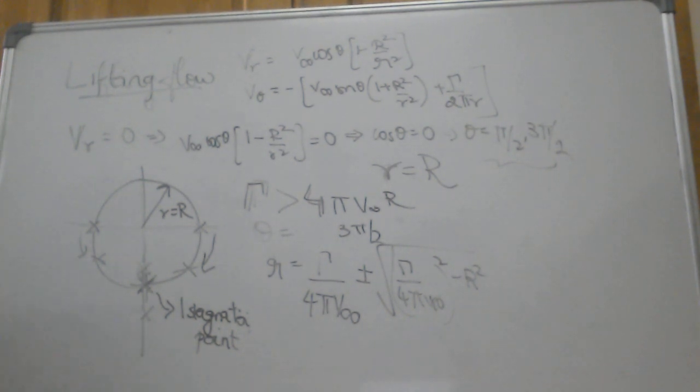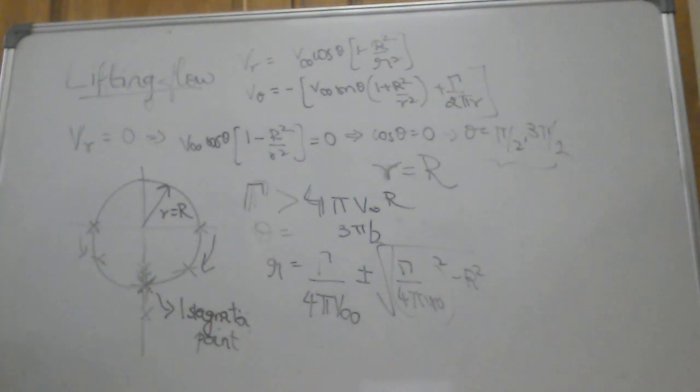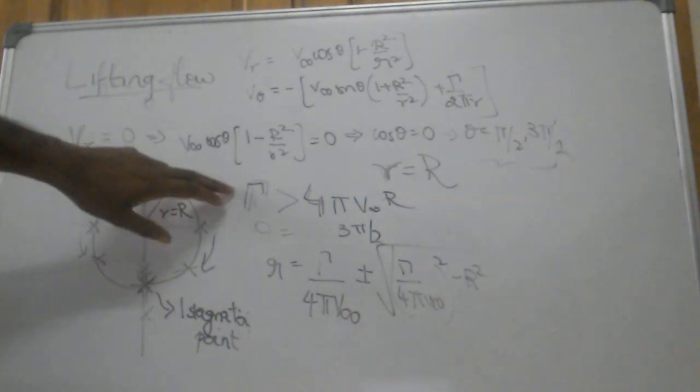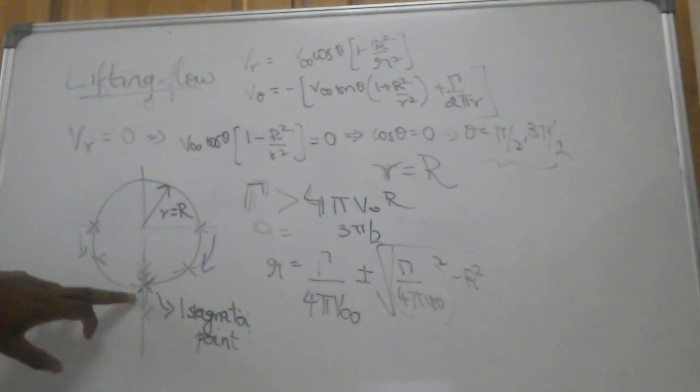So to just summarize, what we have seen is when gamma is 0, which is the case of a non-lifting flow, the stagnation points lie at theta equal to 0 and theta equal to pi. As I increase gamma, which is the circulation, in order to get a lifting flow, the stagnation points start to move along the cylinder towards each other. At a point where gamma is exactly equal to 4 pi v infinity r, the two stagnation points merge and become one stagnation point at the bottom of the cylinder.